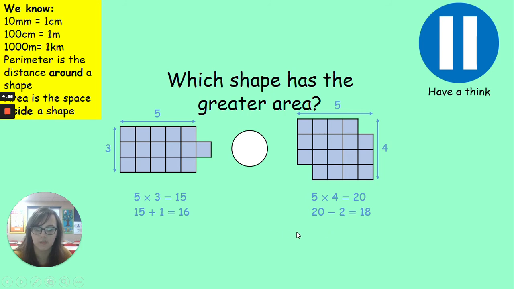So this one has an area of 16, and we could have counted them up individually to check that. This one has an area of 18, so this one is larger, so this shape is less than this shape.